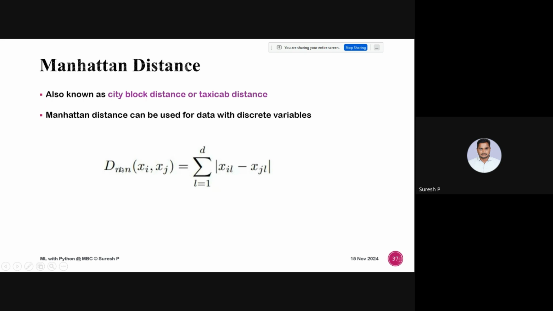The distance between the two data points will be calculated as the sum over l equal to 1 to n, where n indicates the number of attributes in that particular data point, of |x_il minus x_jl|. This is representing the absolute difference between those two.